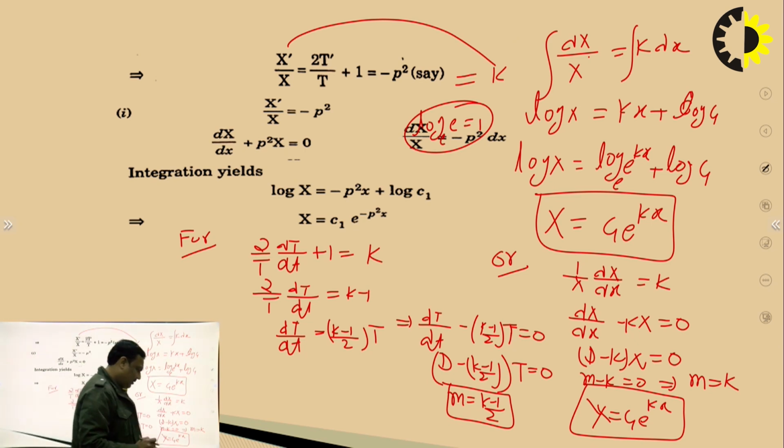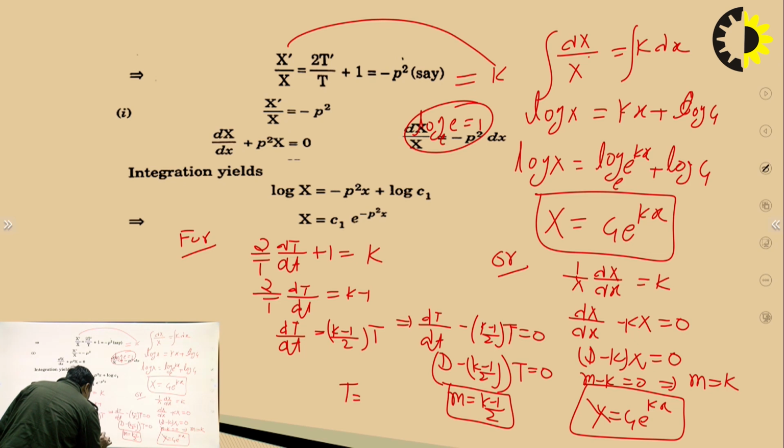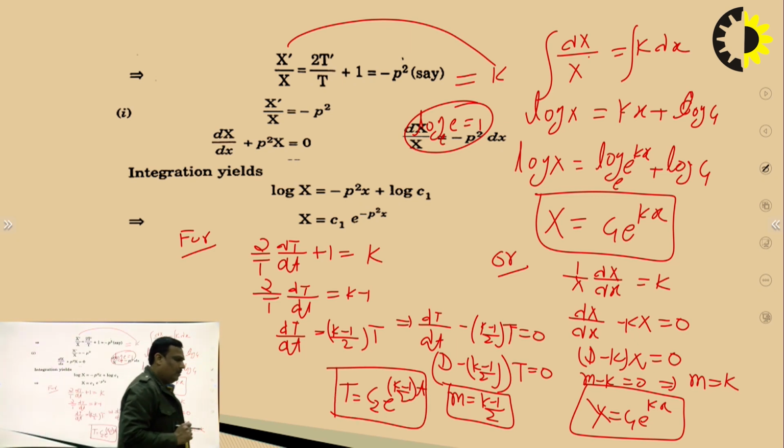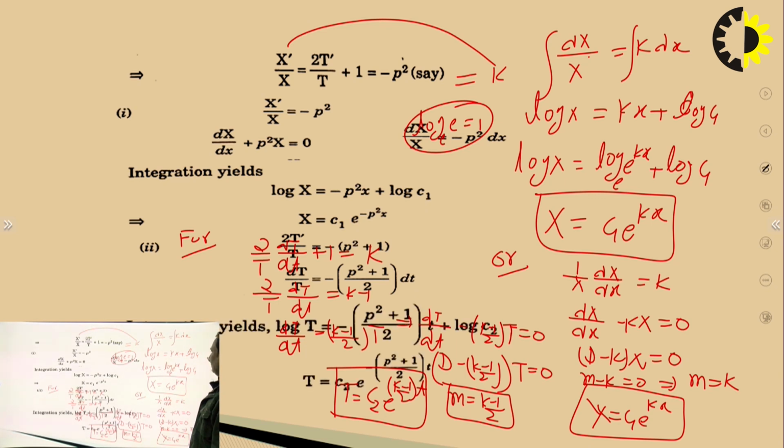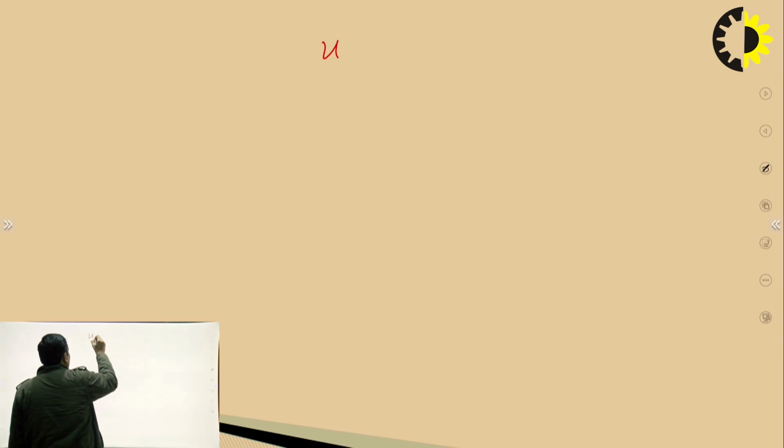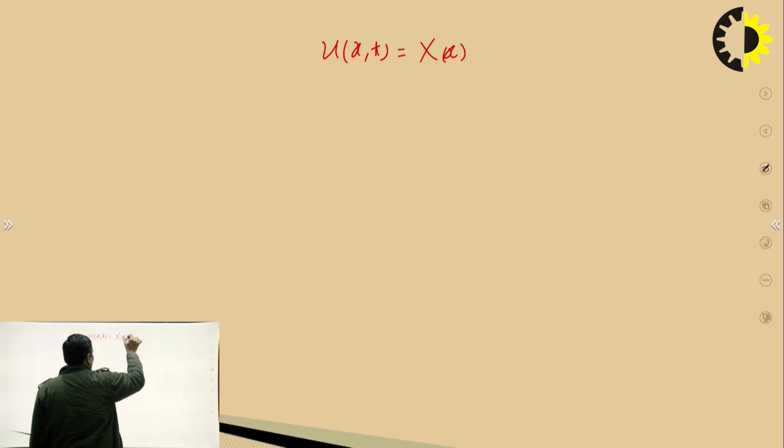In solving such type of equation, here only CF and PI equal to 0, means m equal to k minus 1 by 2. That's why t equal to C2 e to power k minus 1 by 2 small t. The second answer has come out: T equal to C2 e to power k minus 1 by 2 t. Now, first answer: firstly, we assume the solution by method of separation of variable, X of x, T of t. Now, both answers have been arrived.